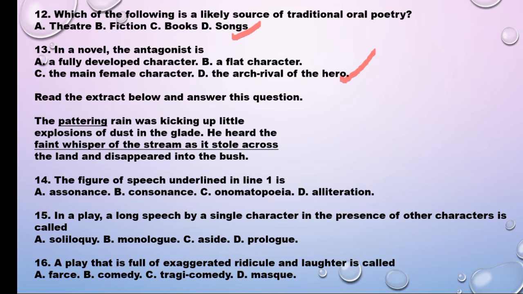Read the extract below and answer this question. The pattering rain was kicking up little explosions of dust in the glade. He heard the faint whisper of the stream as it stole across the land and disappeared into the bush. The figure of speech underlined in line 1 is assonance, consonance, onomatopoeia, alliteration, and our answer is onomatopoeia. Onomatopoeia has to do with sound, when a sound suggests its meaning.